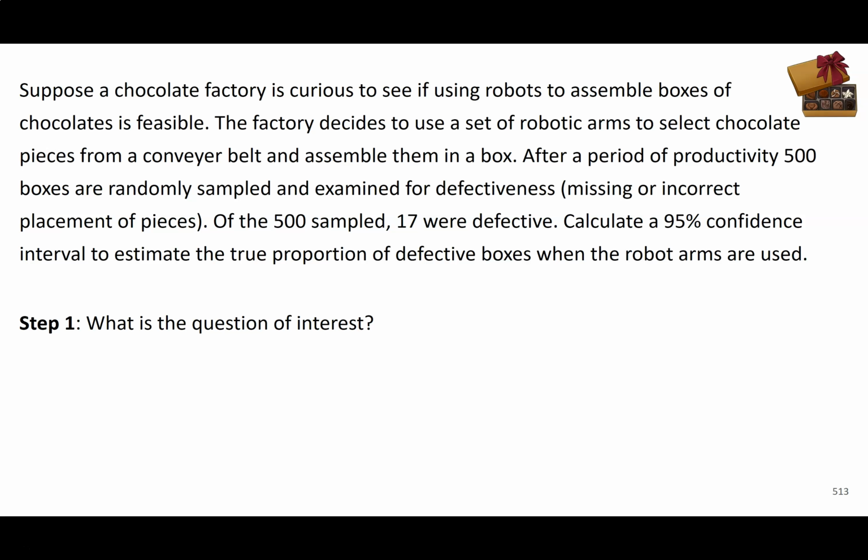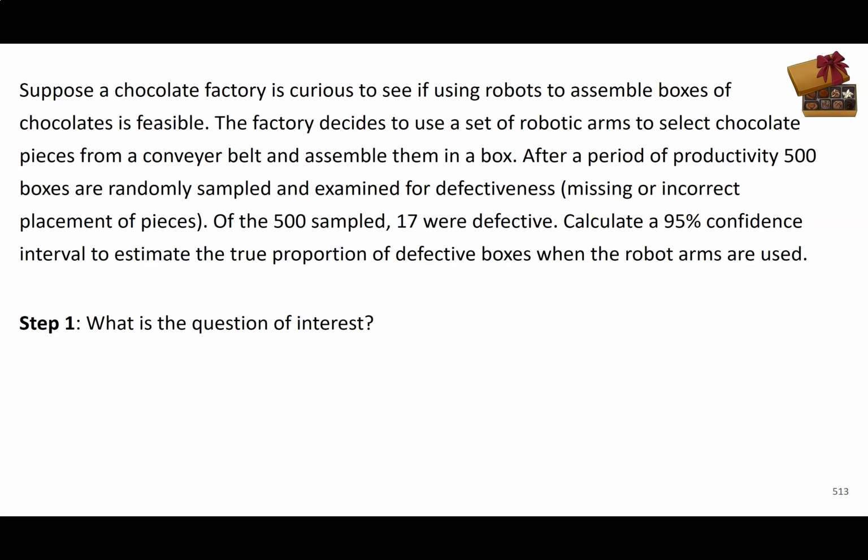So they go ahead and get a set of robotic arms and have them assemble some chocolate boxes. After a period of time, they randomly select 500 of the boxes that this pair of arms has put together. Out of those 500, 17 were defective, which is like, oh no, somebody's going to have to eat it now, right? So they want to know what the defect rate of this robot arm is. So we're going to calculate a 95% confidence interval to estimate the true proportion of defective boxes when the robot is used.